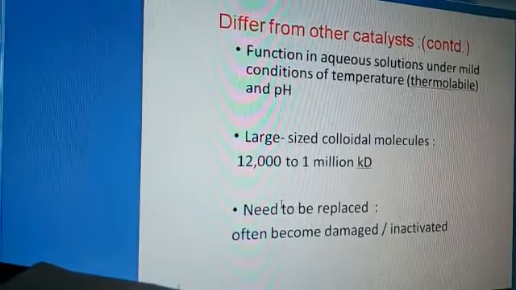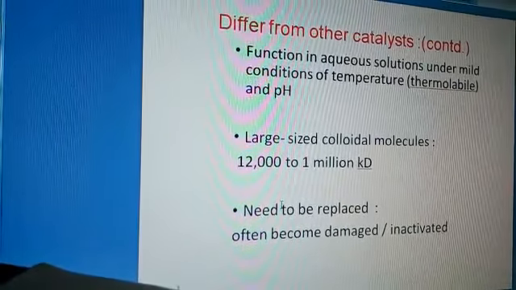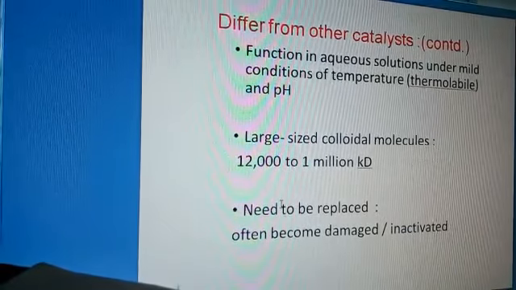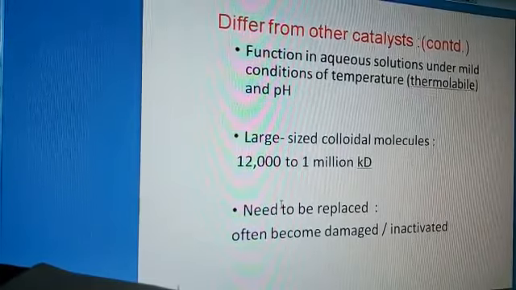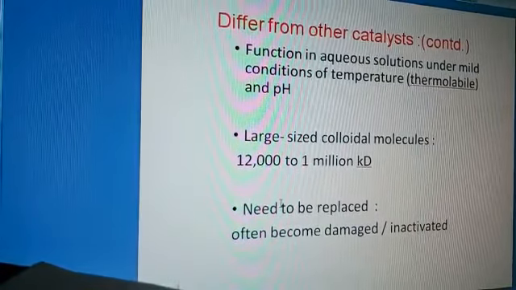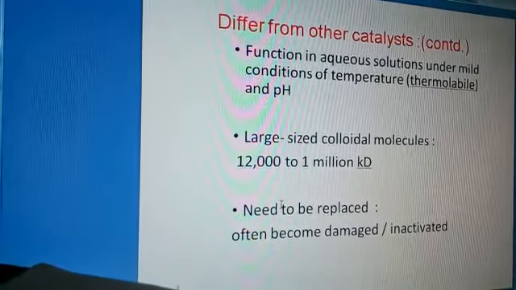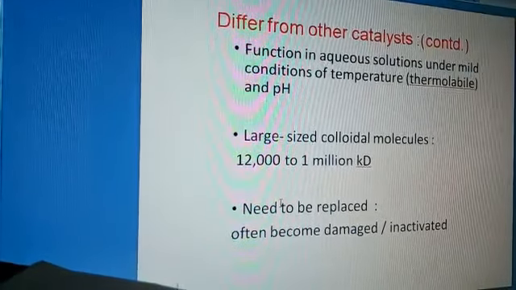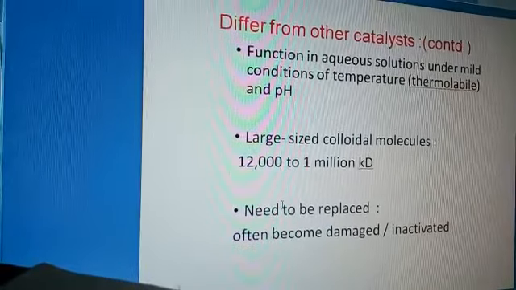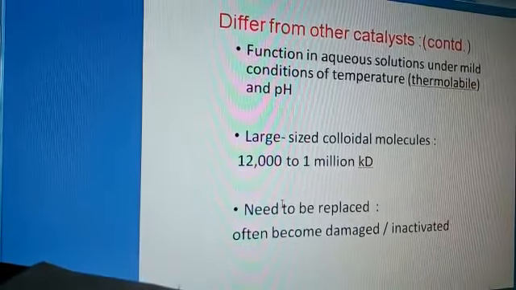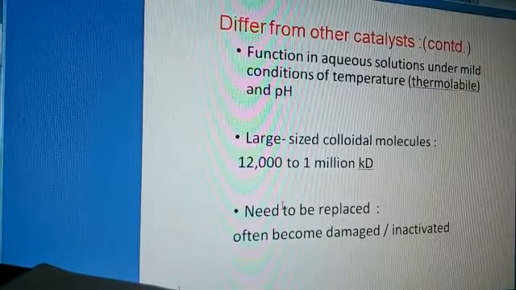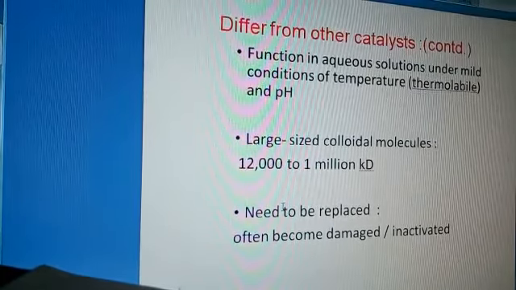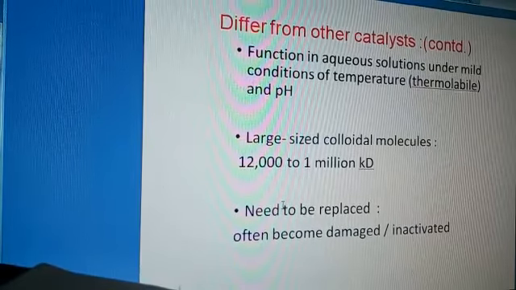They also differ from other catalysts in that they function in aqueous solutions under mild conditions of temperature. In fact, they are thermolabile, and also under mild conditions of pH. They are very, very large sized colloidal molecules, and the size may range from 12,000 to 1 million kD. The integrity of native protein conformation is essential for their activity.